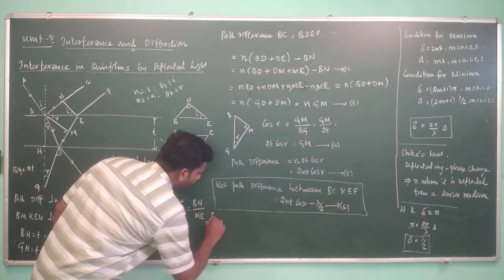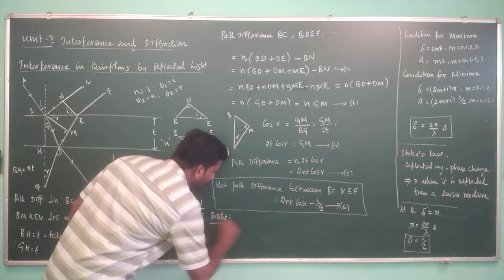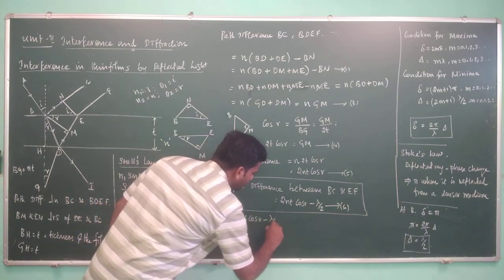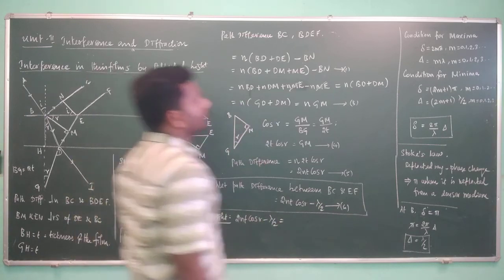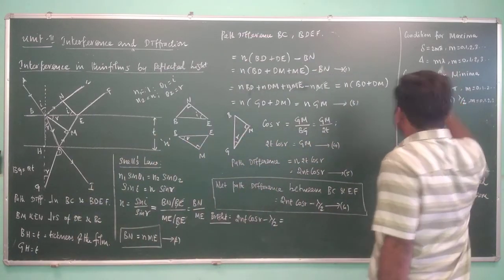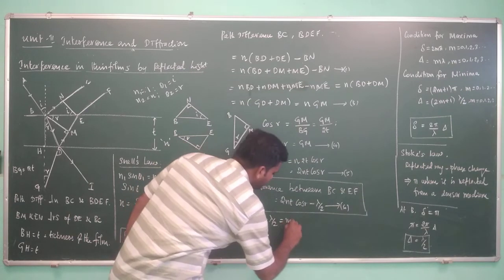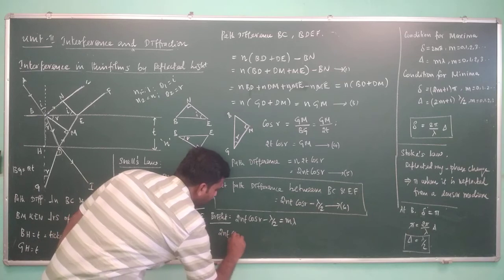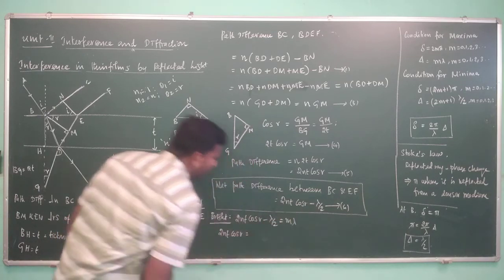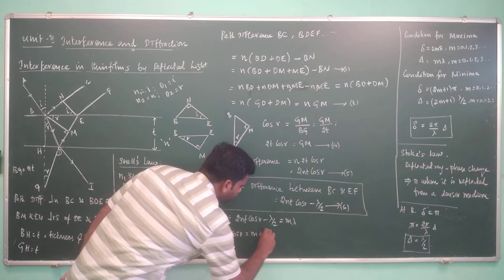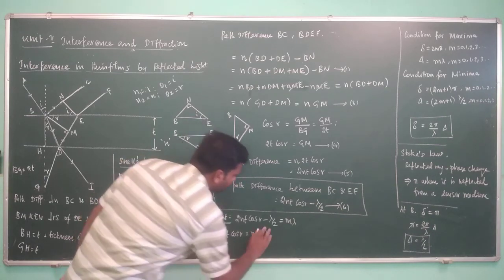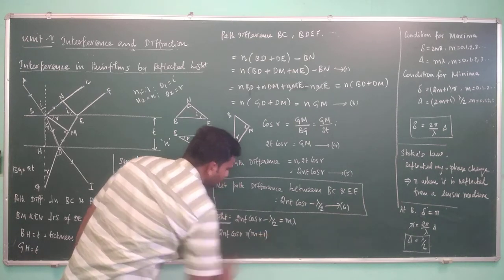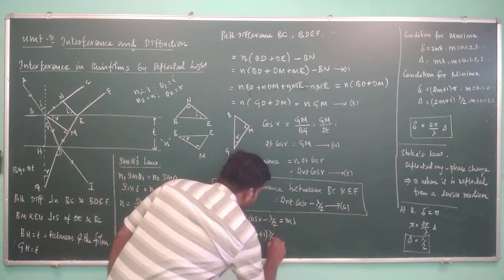If the film is to appear bright, then it should satisfy the condition that 2nt cos r minus lambda by 2 should be, for maxima, m lambda. In this case, if you bring this lambda by 2 to the right side, 2nt cos r is equal to (m plus 1/2) lambda, that is, m plus 1 by 2 times lambda.